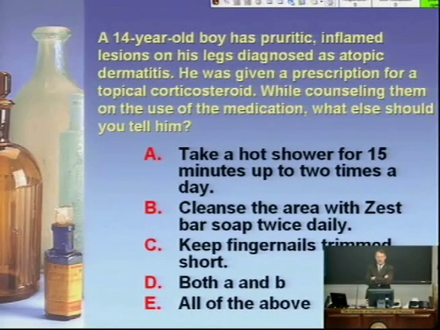A 14-year-old boy has pruritic inflamed lesions on his legs. It's diagnosed as atopic dermatitis. He's given a prescription for a topical corticosteroid. While counseling him on the use of the medication, what else should you tell him? Okay, give you a chance to read the answers before I turn the polling on. Okay, polling begins.